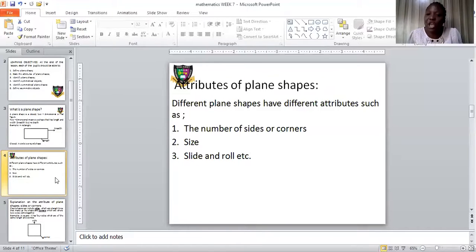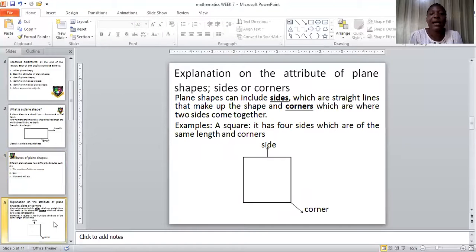But a plane shape will have number of sides or corners. Then it must be able to slide or roll. Explanation on the sides or corner. Sides is the straight line that make up the shape, while corner is the two sides that come together.